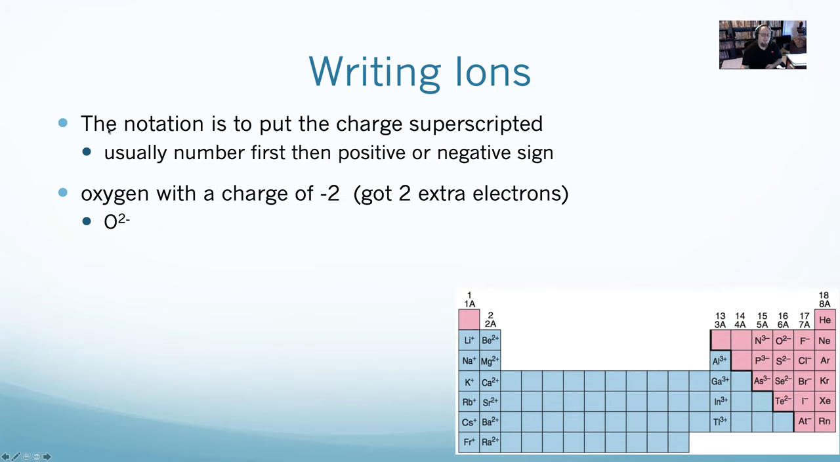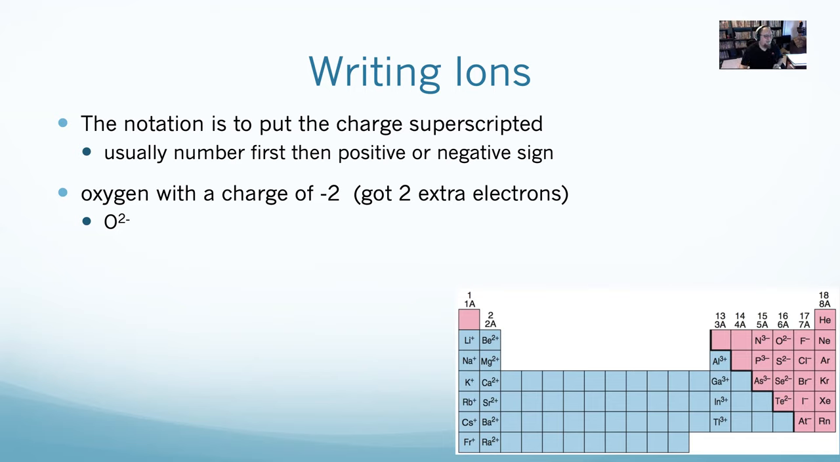So oxygen has a charge of negative 2, so you write it as O 2 minus. Traditionally, you always put the number first, then the sign. You don't write negative 2, you write 2 minus. Why you do that, I have no idea. It drives me crazy. I'll just state now, I will never take off points for doing it the other way. In fact, I will sometimes write it the other way.